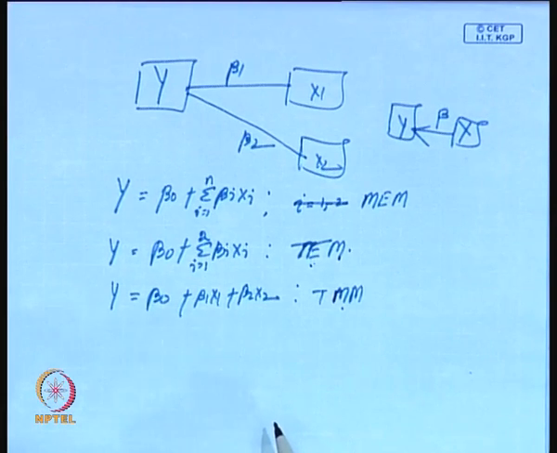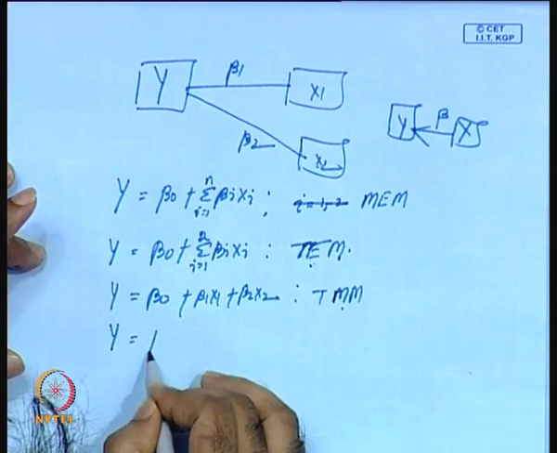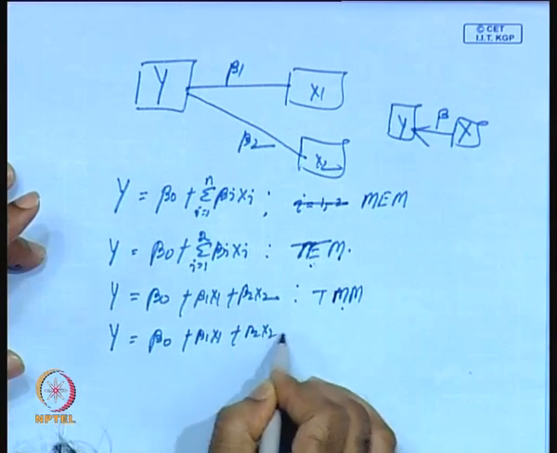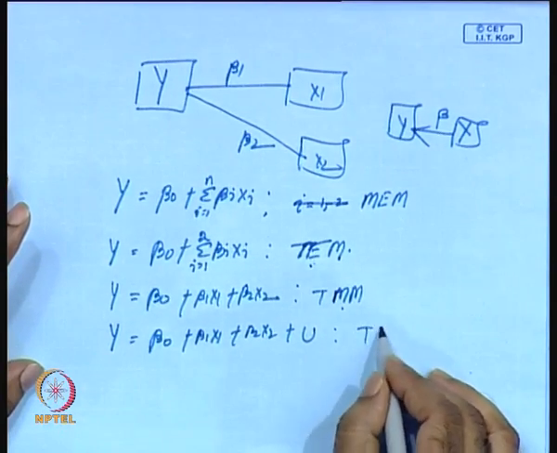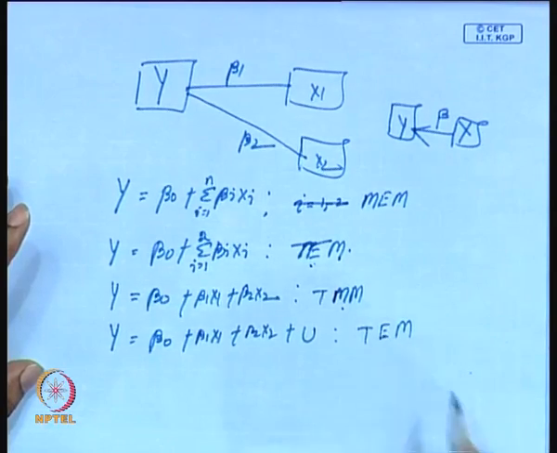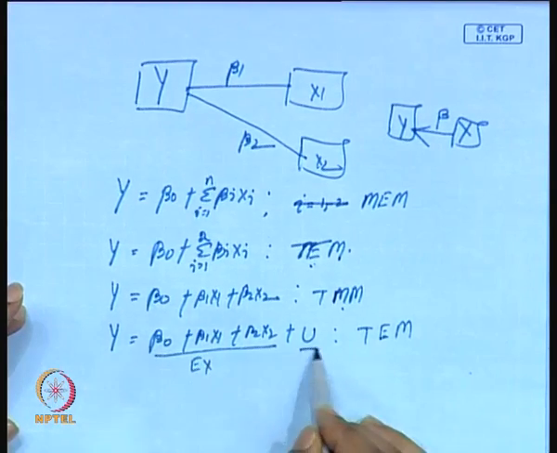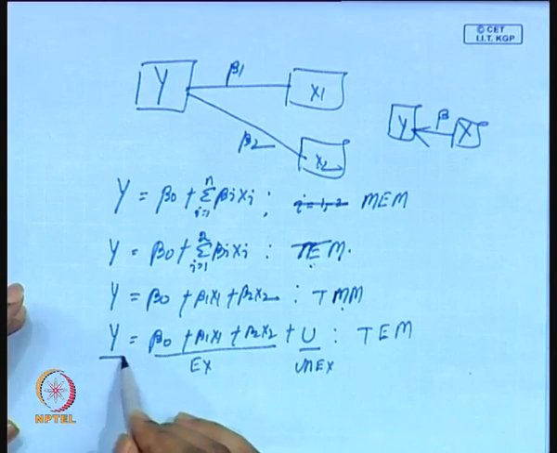So, what we will do, we will transfer this trivariate mathematical form of the model to the trivariate economic form of the model. How will we do that? We will write y equal to beta 0 plus beta 1 x 1 plus beta 2 x 2 plus an error term. Now the system will be represented as a trivariate econometric model, trivariate econometric modeling. This part is called the explained part, and this is called the unexplained part, and this is the total part.